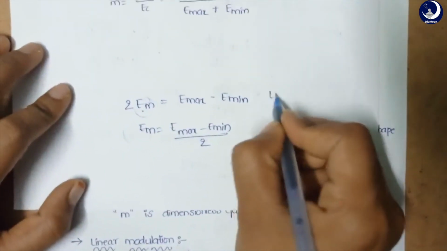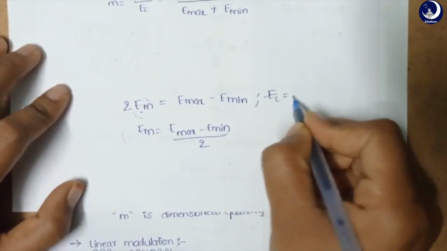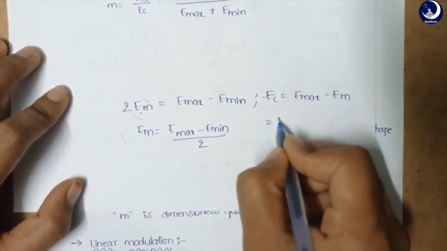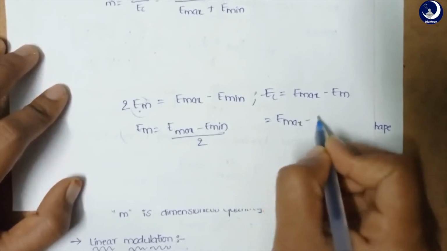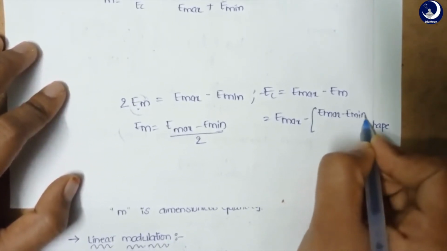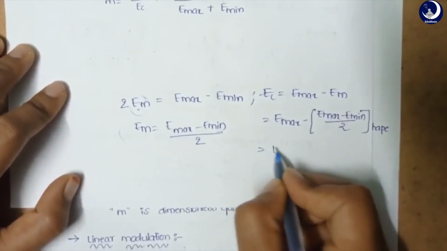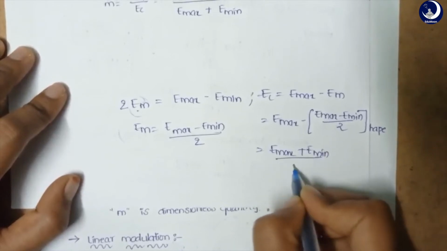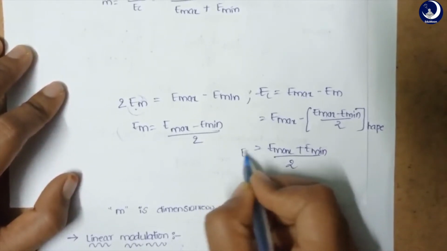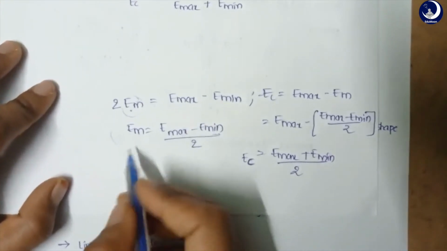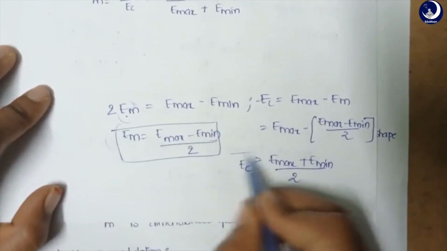So Ec is equal to E max minus Em. We already know what Em is, that is E max minus E min by 2. From there we get Ec equal to E max plus E min by 2. This is our carrier amplitude. So then we got Em and we got Ec.